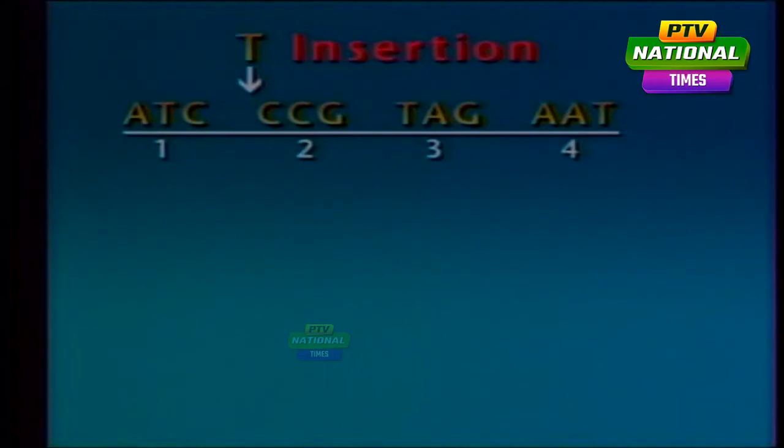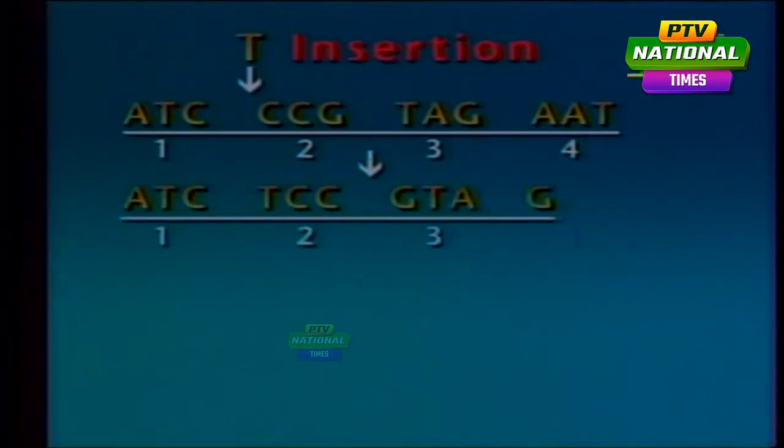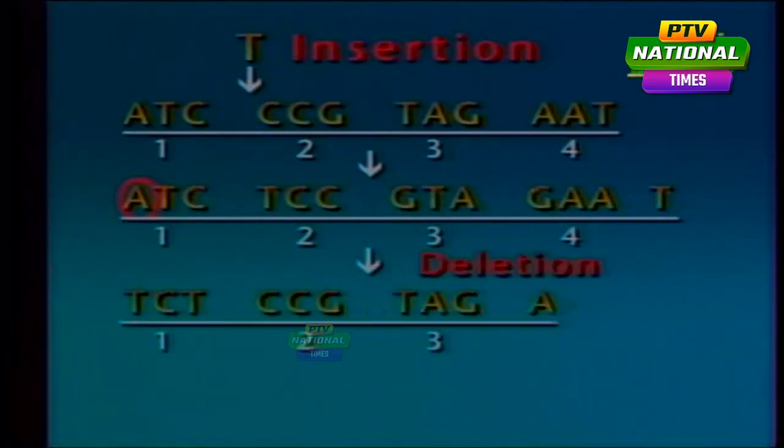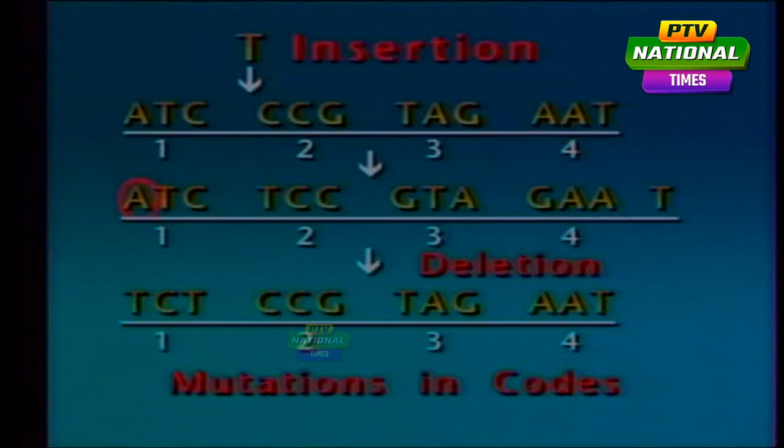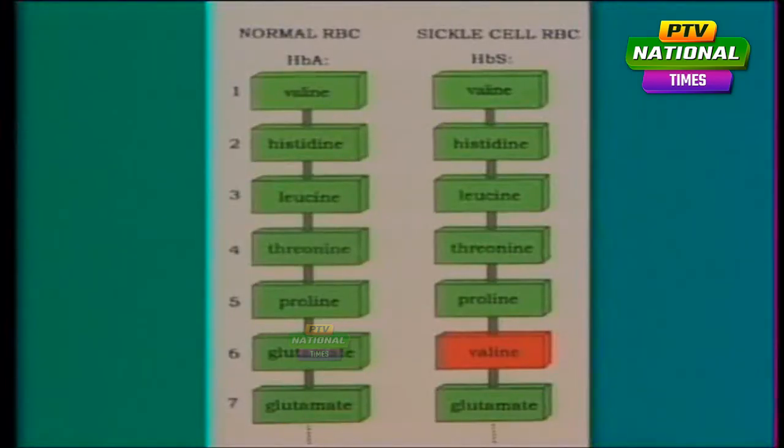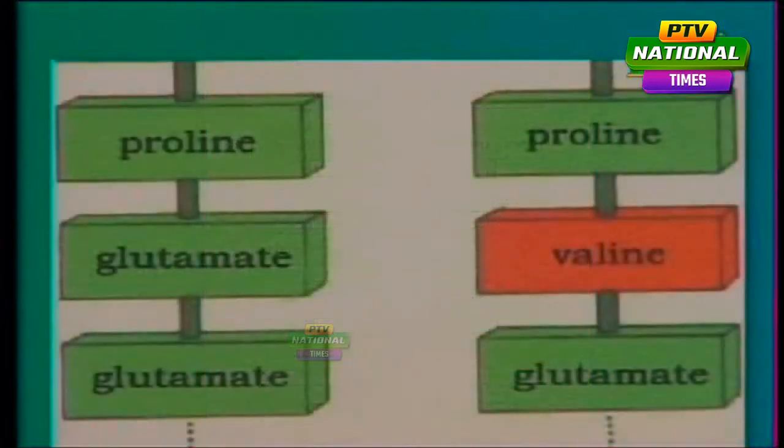The examples of codes shown here indicate that the 3rd base is not so important in some codes, and in some the 2nd one. However, in most of the codes, a change in the 1st base changes the code and hence the amino acid and protein as well. The change of one single amino acid may cause the failure of protein function. For example, in sickle cell anemia, glutamate is replaced by valine.